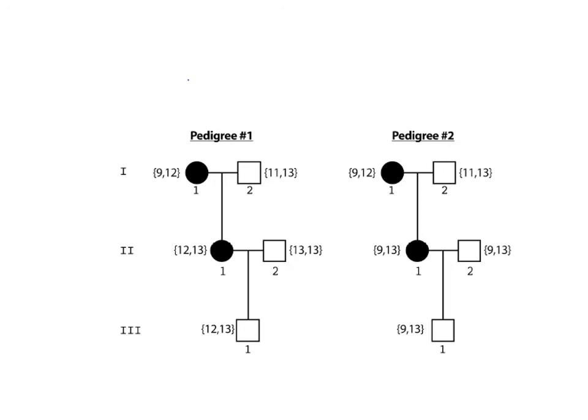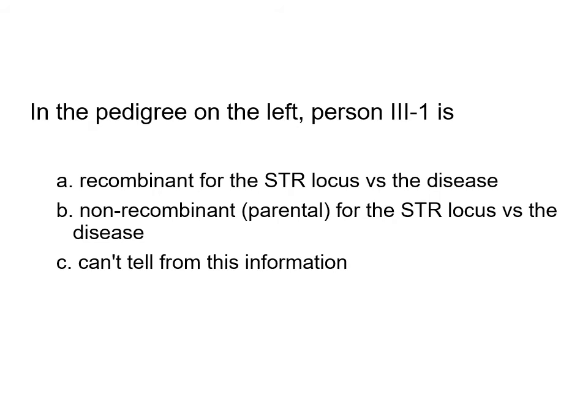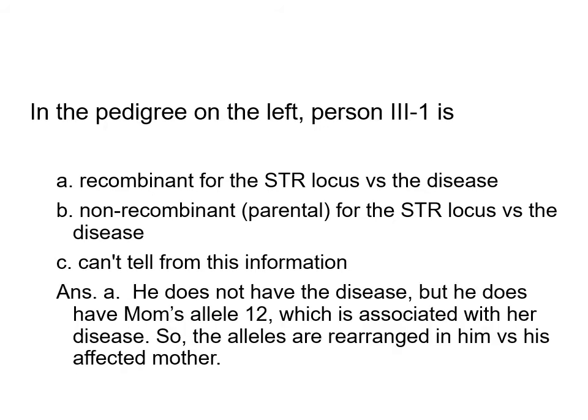So even though she's phase known, recombination will separate the STR allele from the actual disease gene some of the time, depending on the genetic distance between those two loci. So the person 3-1 is recombinant, non-recombinant, or can't tell. He is recombinant. He does not have the disease, but he does have mom's allele 12, which is associated with her disease. So the alleles are rearranged in him versus in his affected mother.